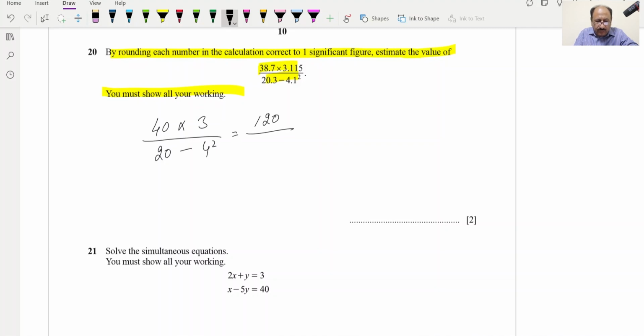divided by 20 minus 4 squared. 4 squared is 16, so 20 minus 16 will be 4, and this will be equal to 30.